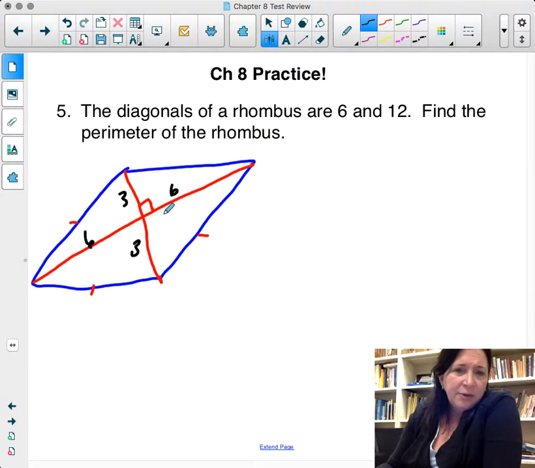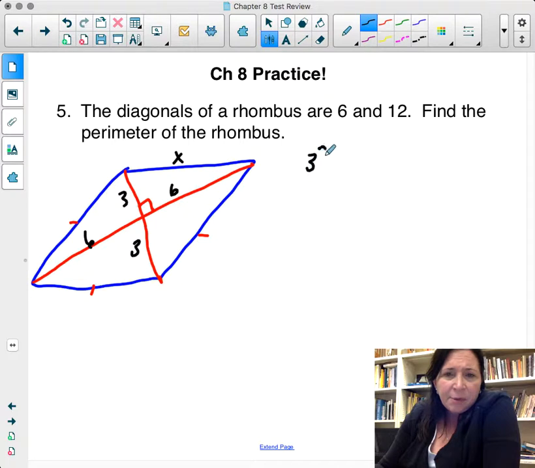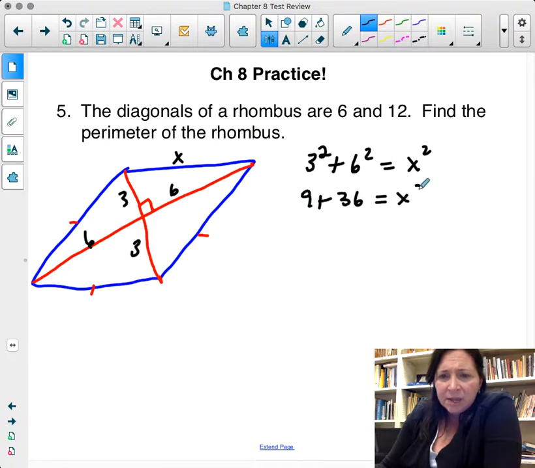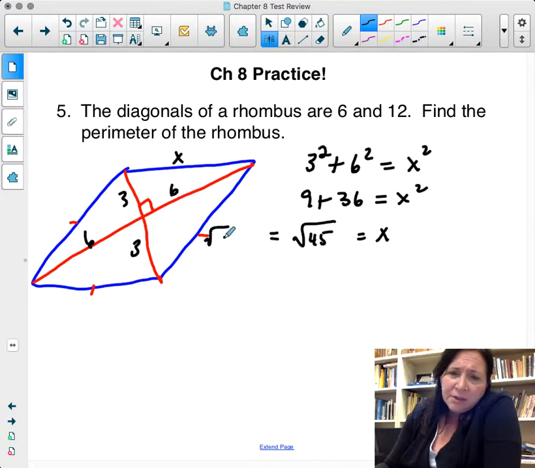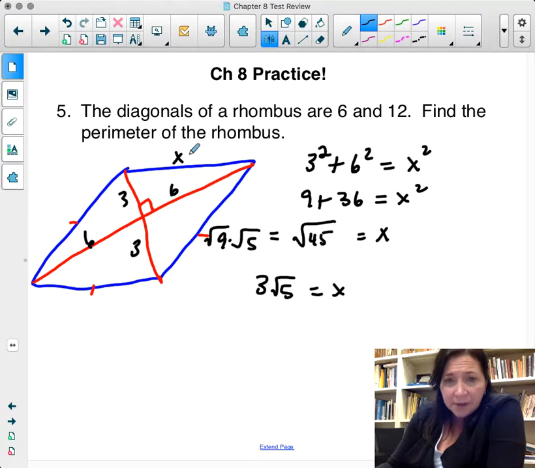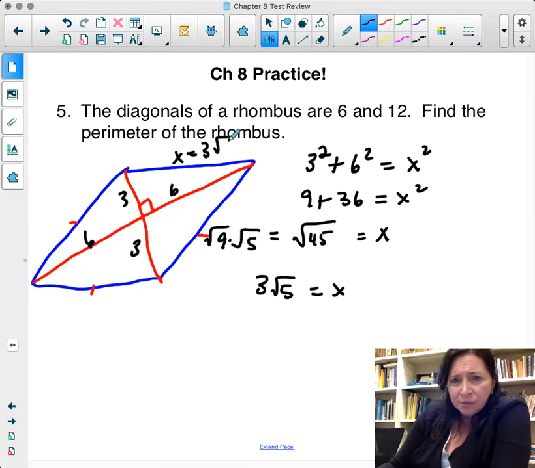So for me to find the perimeter, that's just the sum of all the sides. I see I have a right triangle here. So all I have to do is to find one side length, and then multiply that by 4. So I'm just going to use simply the Pythagorean theorem. 3 squared plus 6 squared is equal to x squared. So we have 9 plus 36 is equal to x squared. So x equals square root of 36 plus 9, which is 45. That's going to reduce into the square root of 9 times the square root of 5, and the square root of 9 is 3. So I have 3 root 5. So one side of my rhombus is 3 root 5.